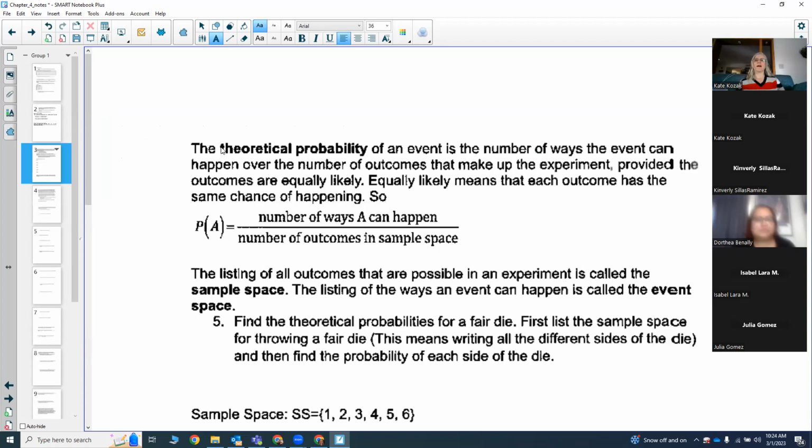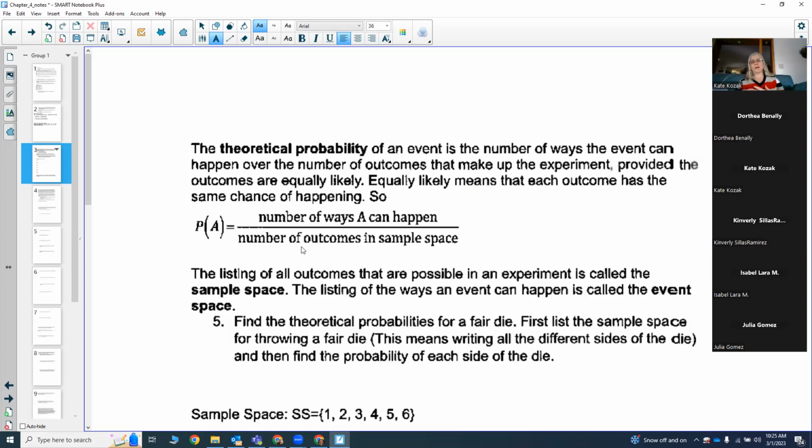So let's say I roll a die, and you can put in the chat what you think. What's the probability of getting a 3 when you roll one die? One out of 6. 1 out of 6, exactly. And you know that that's 1 out of 6 because you can get a 3 one way, and there are 6 sides on a die. So there's 6 outcomes in your sample space.